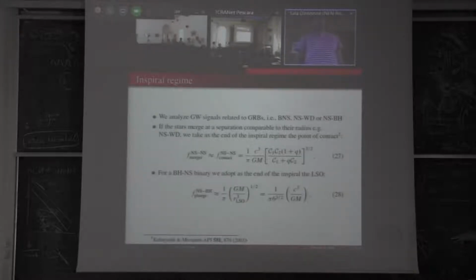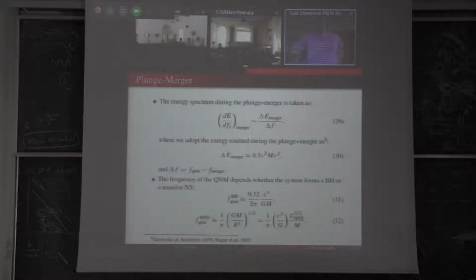So the first modification is that maybe the system doesn't go to the last stable orbit, but the inspiral ends before, because the two stars touch. We propose that the final point of the inspiral is the collision point, and the frequency is shown in equation 27. Then for the energy spectrum, we make an estimation as the total energy divided by the collision frequency, and we estimate that the energy in the second phase is equation 30.